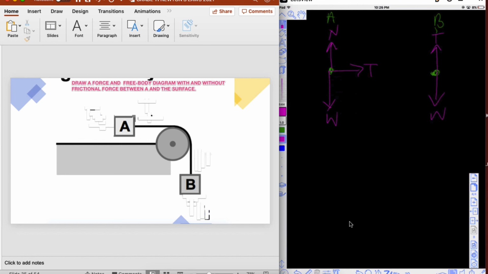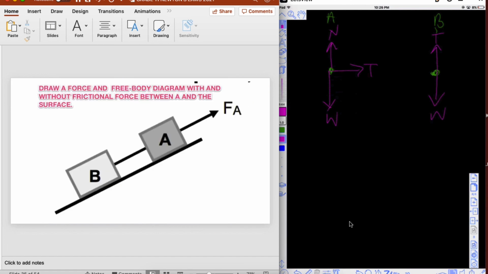And one thing that we are also going to see is that this tension on A and the tension on B is going to be equal. Very important in calculations. Now let's move on to the next question. On a slope we have got B and A.